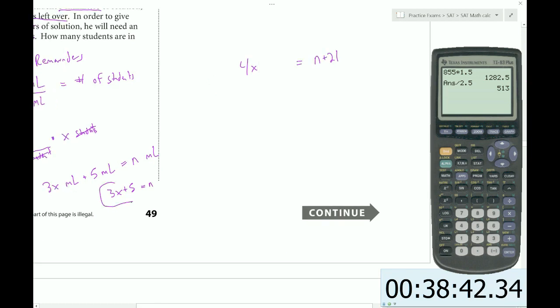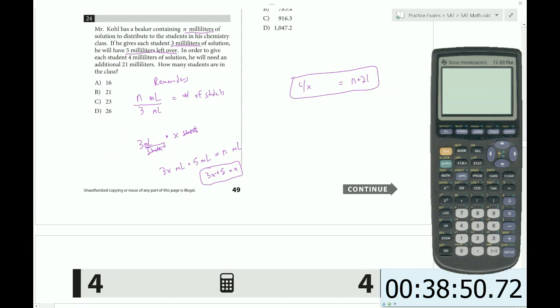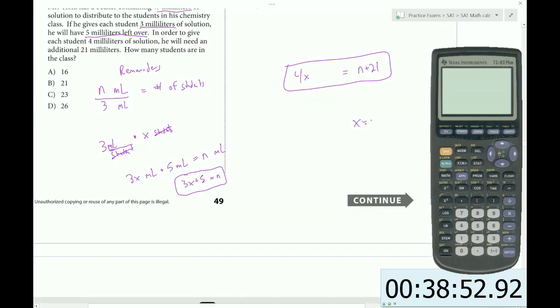And here we have 3x plus 5 equals n. So here we have a system of two equations with two unknowns. So of course we know how to solve those. And in this case we're looking for x. So we want x, we have to get rid of n. So to get rid of n, we can isolate for it and plug in. So here it's already isolated, so we can plug it in for the n that's here.